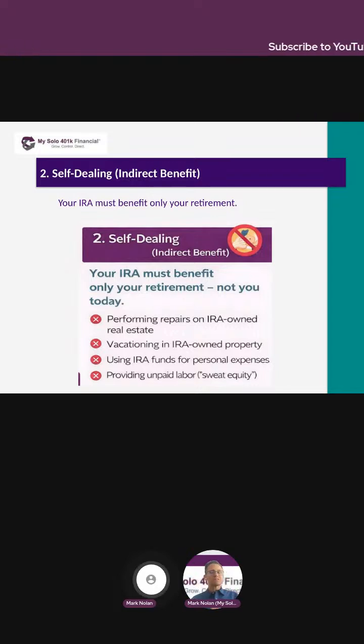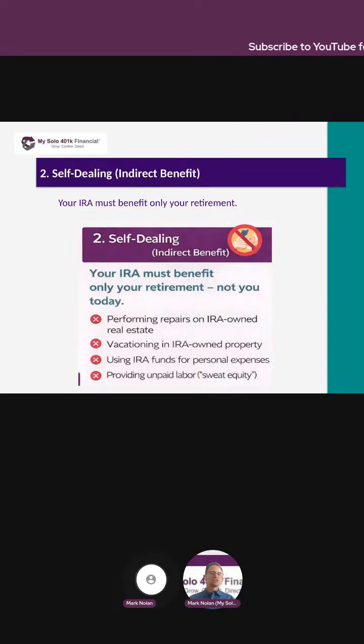So an example of self-dealing is sweat equity. So if your IRA owns a rental property, you cannot personally perform renovations or repairs. So you're going to have to hire a contractor to perform those functions. And of course, that contractor cannot be your spouse, your children, your parents, and so forth. We talked about disqualified parties already and went over that list.